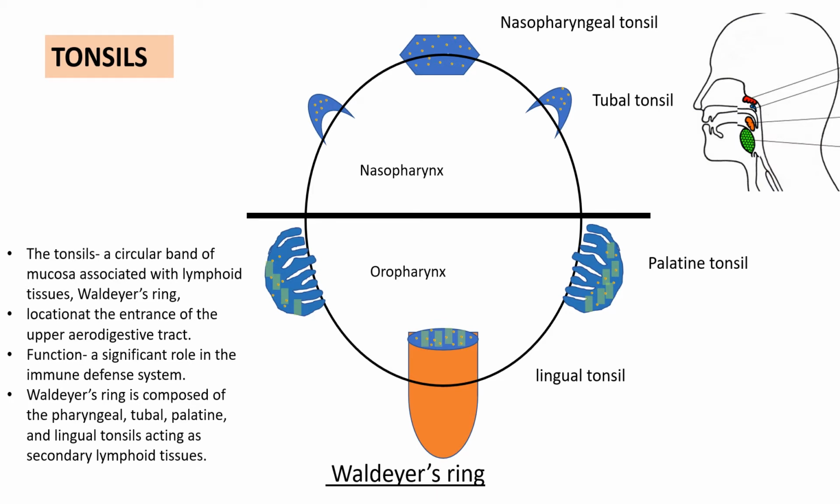Tonsils, as I have said, are the circular band of mucosa associated lymphatic tissue present around the beginning of the respiratory and digestive tracts. The various components of the Waldeyer ring or the circumpharyngeal lymphatic tissue are the pharyngeal, tubal, palatine, and lingual tonsils. And they act as a secondary lymphoid tissue, and they play a significant role in immune defense mechanism at the beginning of the aerodigestive tract.